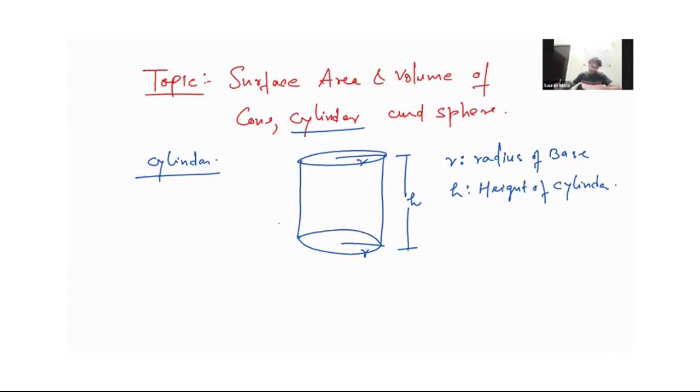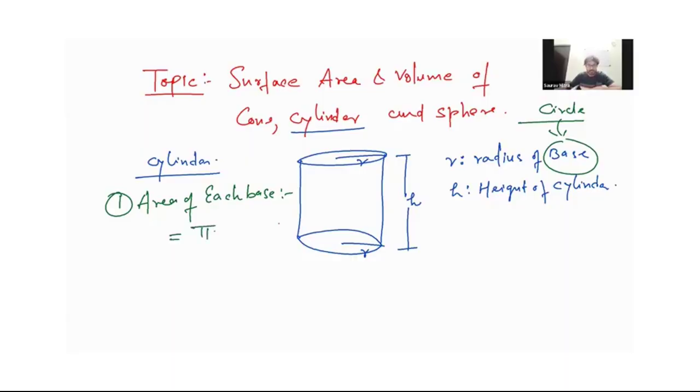Clear? So first of all, the points we should know: area of each base. What is the area of each base? Since our bases are in the form of a circle, what is the area of a circle? Pi r square. As its radius is r, the area of each base is pi r square.